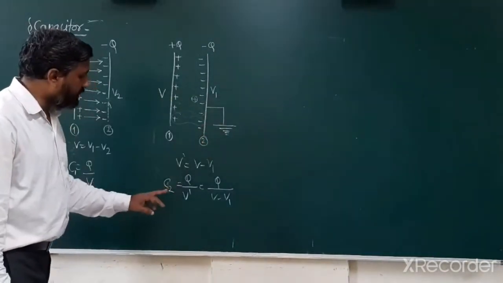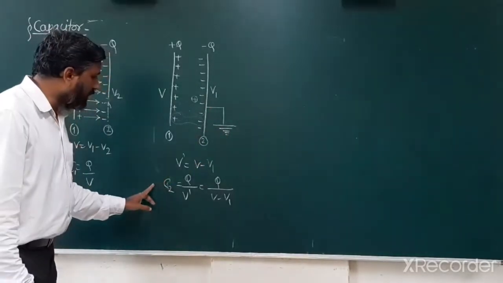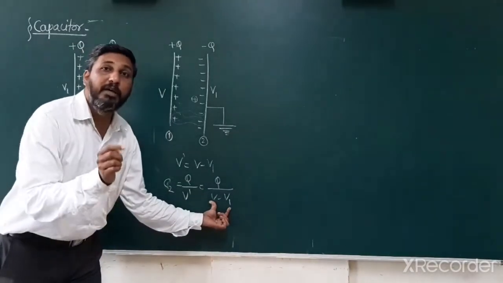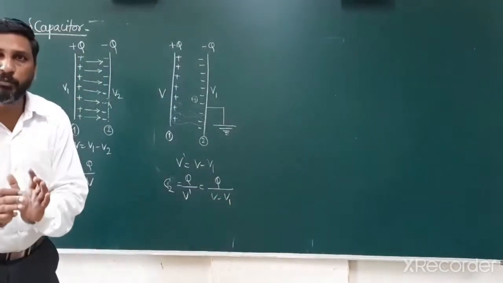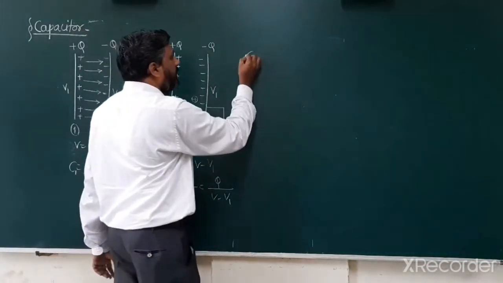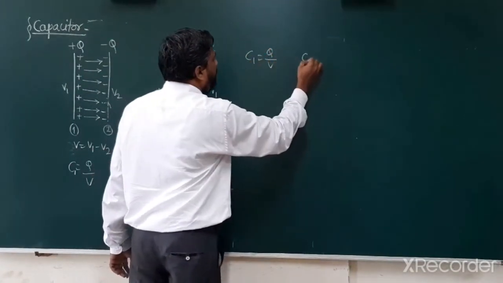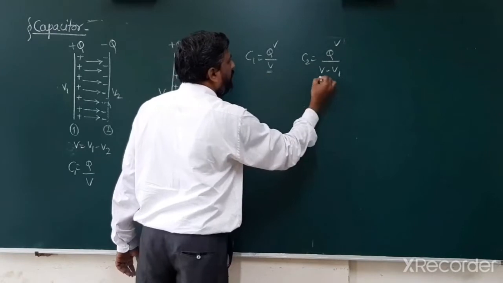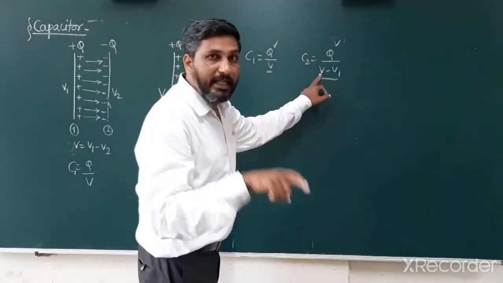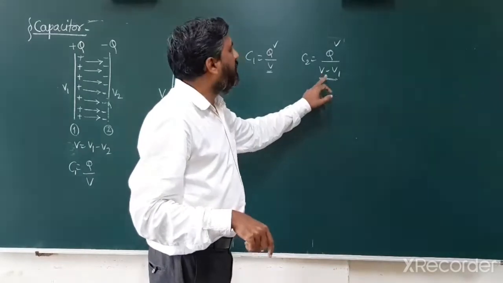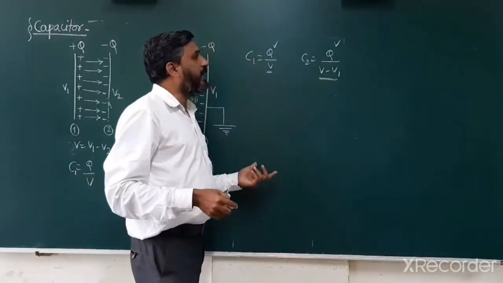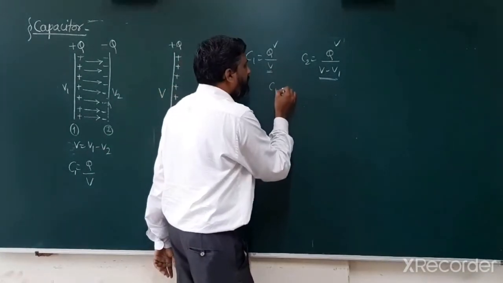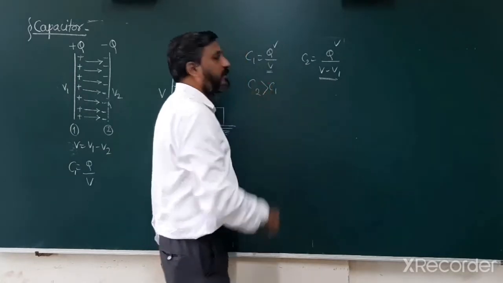Okay, when the second plate is earth, then what happens? Then Q will remain the same. Instead of V, the factor arises V minus V1, so my denominator decreases. Okay, I am just writing here. C1 equals Q by V. C2 equals Q divided by V minus V1. Here Q is the same. Here V and here V minus V1. Here the denominator decreases by V1, so which quantity is greater? C1 is greater or C2 is greater? Yes, obviously C2 is greater than C1.